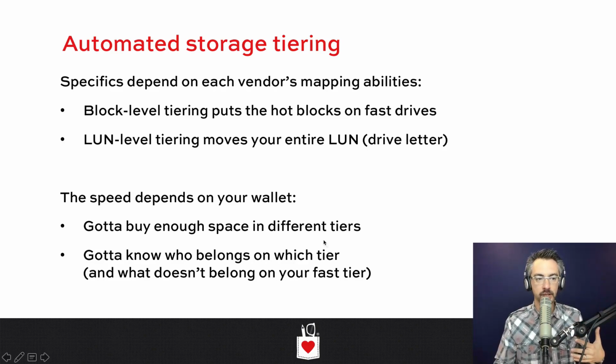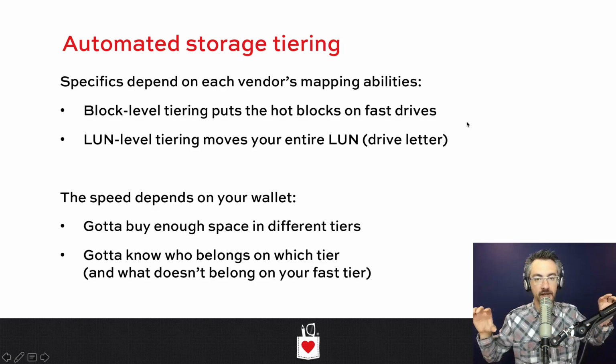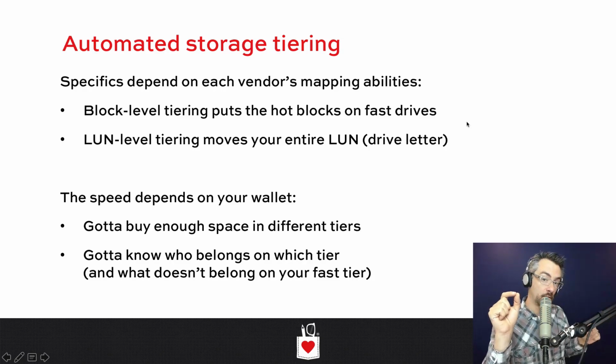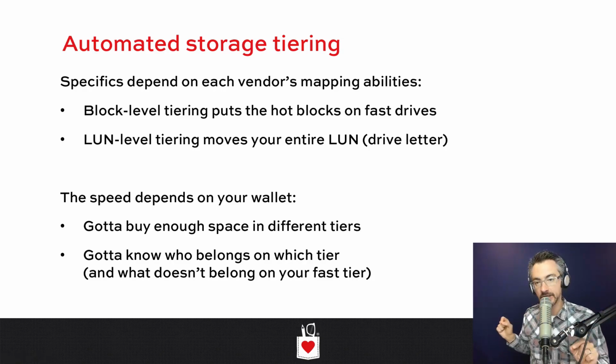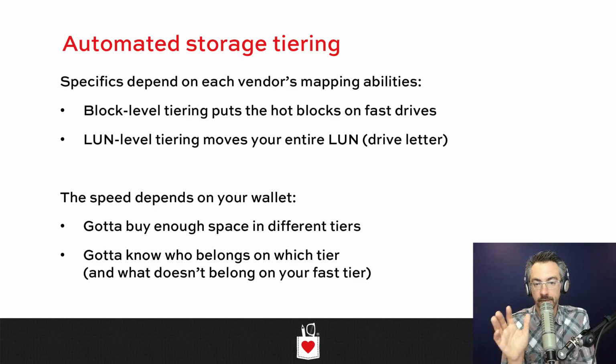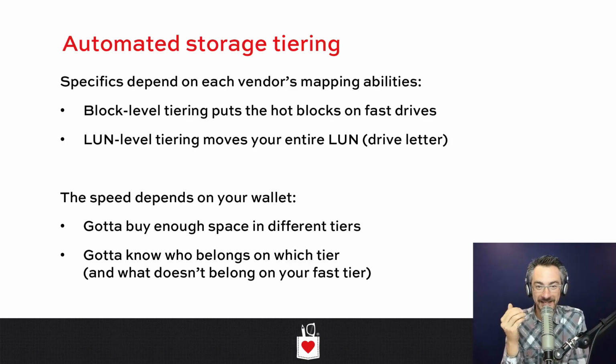Another way to do it is block level tiering, where inside one volume, if you look at the M drive, for example, some parts of it will be on fast storage and some parts of it will be on slow storage. This usually scares the bejesus out of DBAs, but look, here's the deal. It's just that some of your data will be unpredictably fast, and in a perfect world, it's the data that you access a lot. Think about a data warehouse.